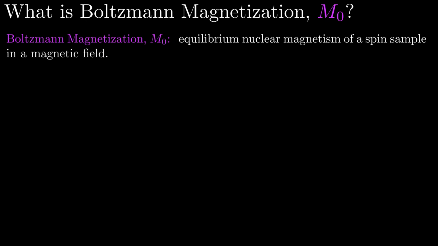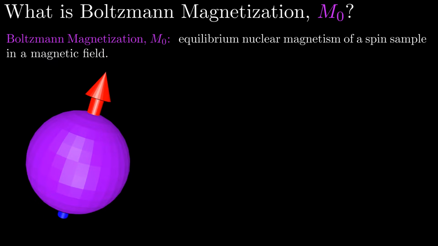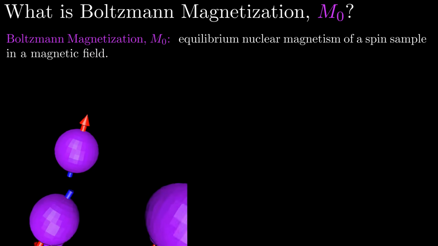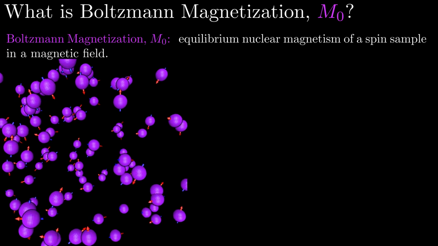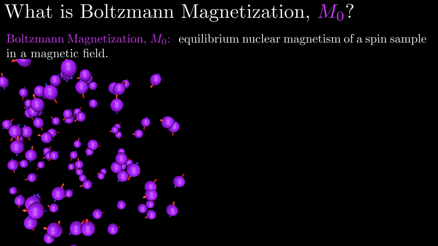So continuing with where we left off in the last video, Boltzmann magnetism, or magnetization, is the equilibrium nuclear magnetization of a spin sample in a magnetic field. Every proton has the same magnetic moment mu, which is equal to gamma, its gyromagnetic ratio, times h bar, the reduced Planck's constant, times its spin quantum number, which in the case of protons is 1/2. As we know, our sample is composed of a great many protons, each with the same magnetic moment. Boltzmann magnetism is simply the vector sum of all these magnetic moments when they're in equilibrium.